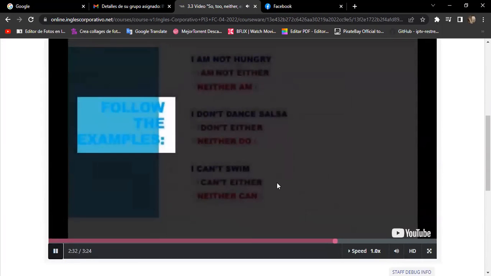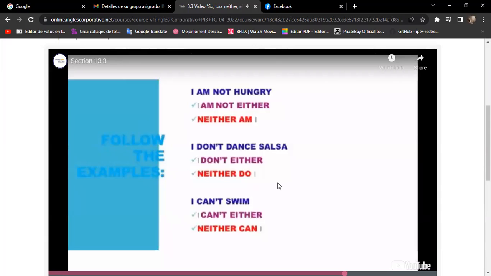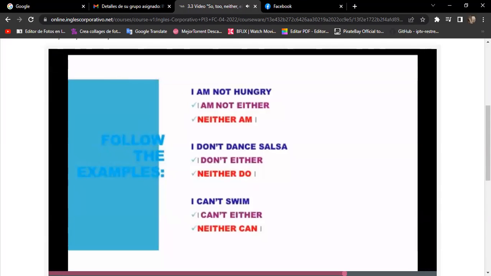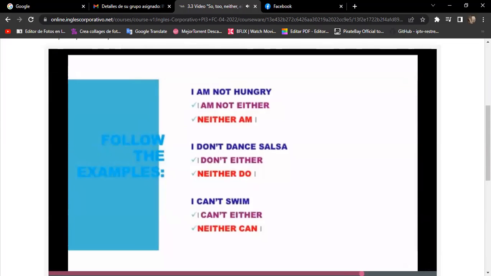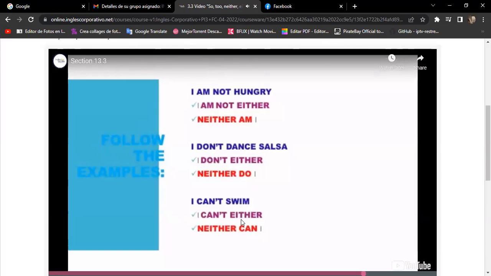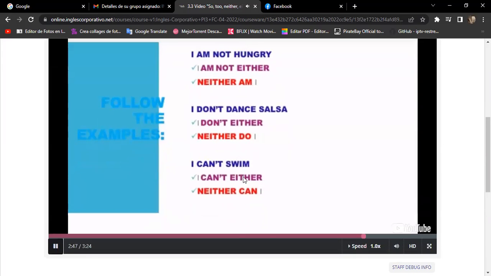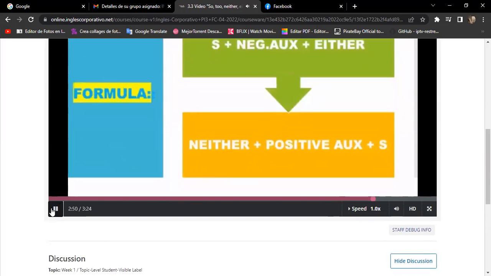Follow the examples. I am not hungry. I am not either. Neither am I. I don't dance salsa. I don't either. Neither do I. I can't swim. I can't either. Neither can I. I'll leave you with the four.